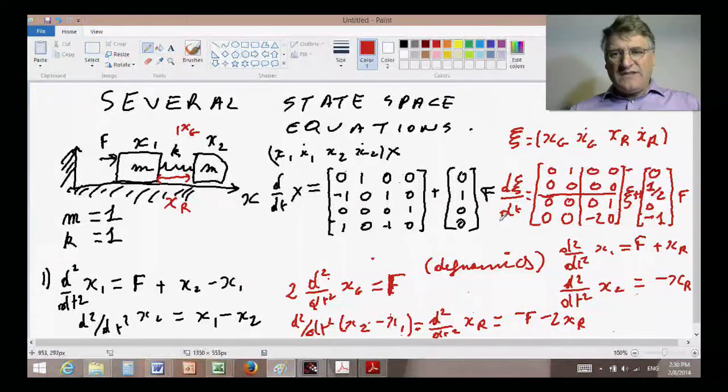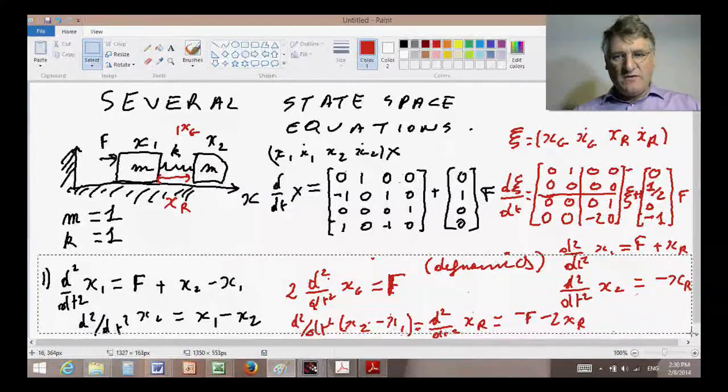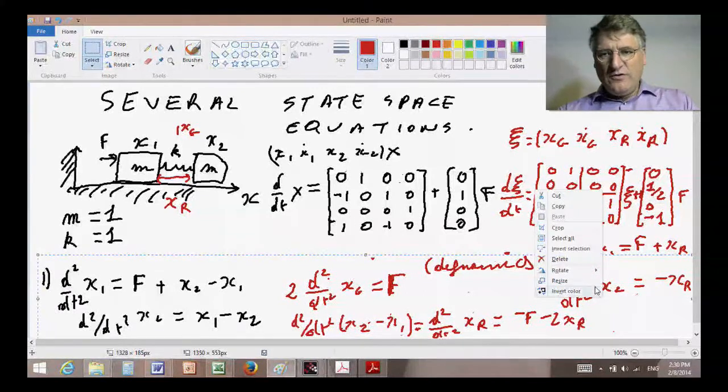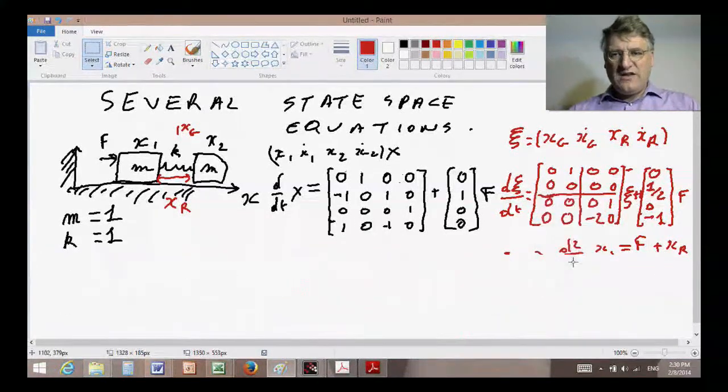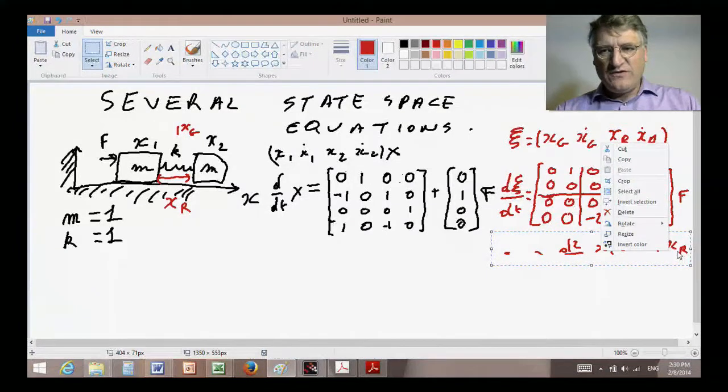Now, let's try and simplify things a little bit. In the picture, let's erase part of that picture by eliminating all these. Now that we have access to the state space form, which is what we wanted, and the only thing we wanted from the basic equations of motion.